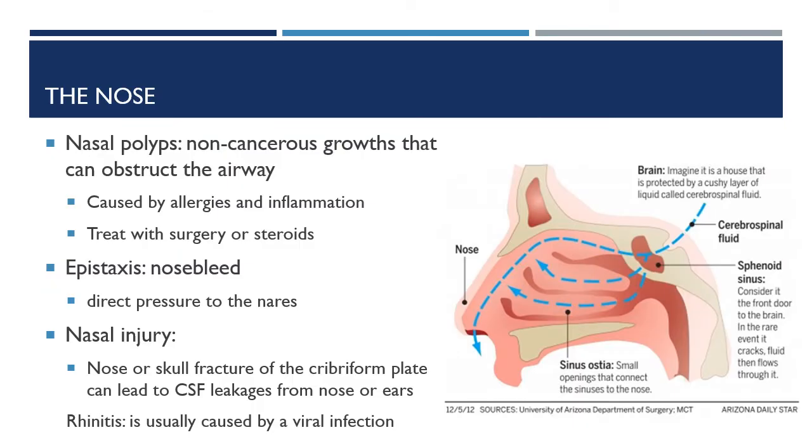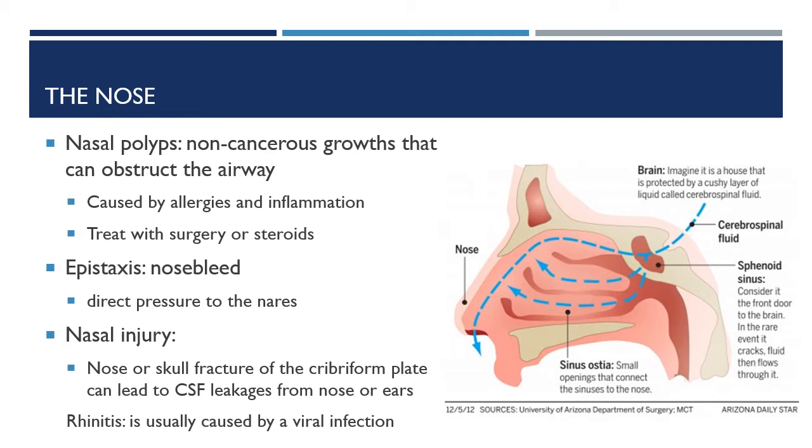Okay, so let's talk about some conditions of the nose. Okay, let's look at this slide of the nose here on the right, this image. So the nose actually goes straight backwards. Okay, so when we do a swab of someone's nose, we don't point it upwards. If you point a swab upwards, it's actually going towards the brain, right? So we go backwards with swabs.